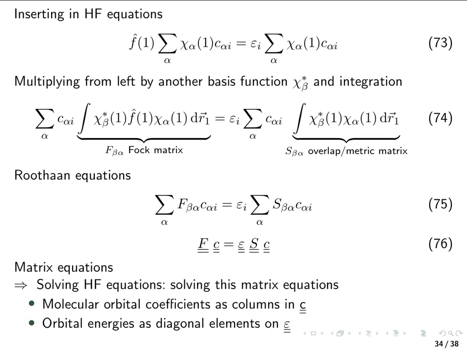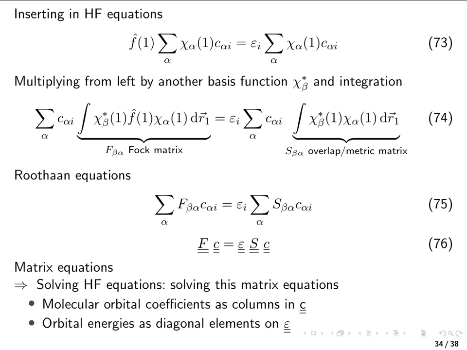So if we write that now in terms of the elements of these matrices, here the Fock matrix in the basis of the basis functions, and here this overlap matrix, this version of the Hartree Fock equations is called the Roothaan equations.